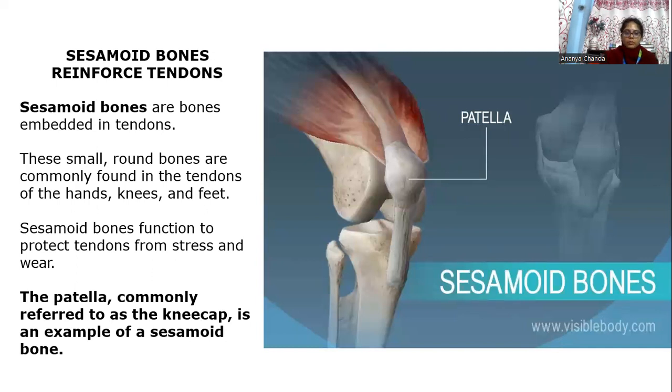Then come the sesamoid bones. The sesamoid bone is also known as the patella. Why is it known as a sesamoid bone? Because it is in the shape of a sesame seed. It is present over the femur and the tibia and fibula region. These small round bones are commonly found in the tendons of the hands, knees, and feet. Sesamoid bones function to protect the tendons from stress and wear. The patella, commonly known as the kneecap, is an example of a sesamoid bone.